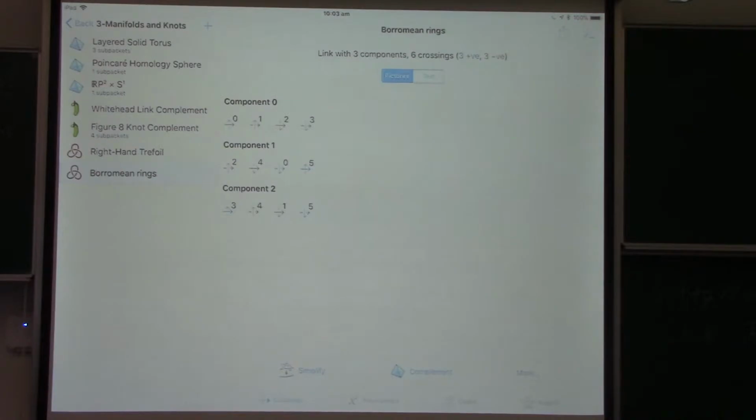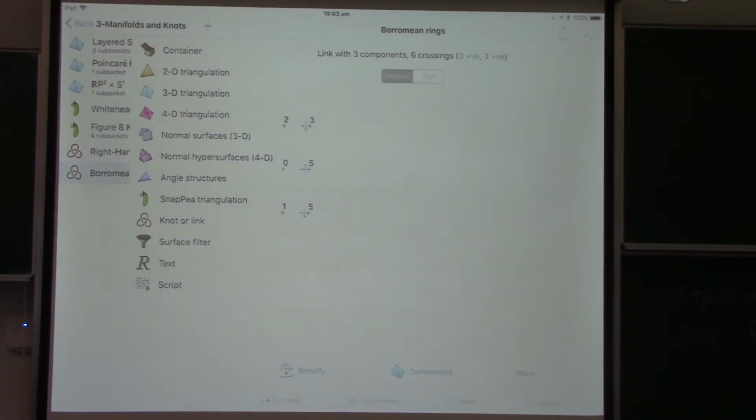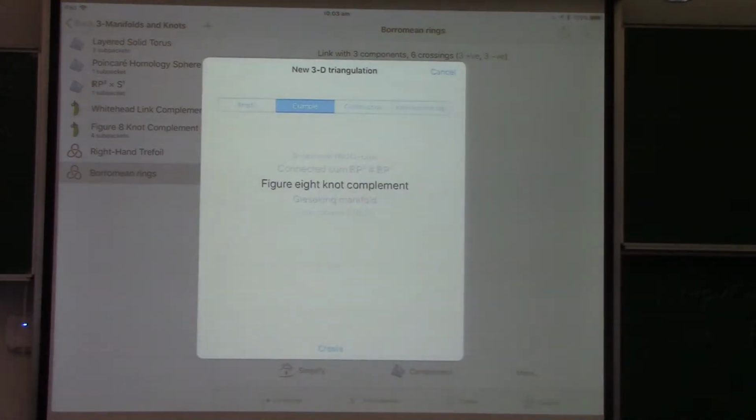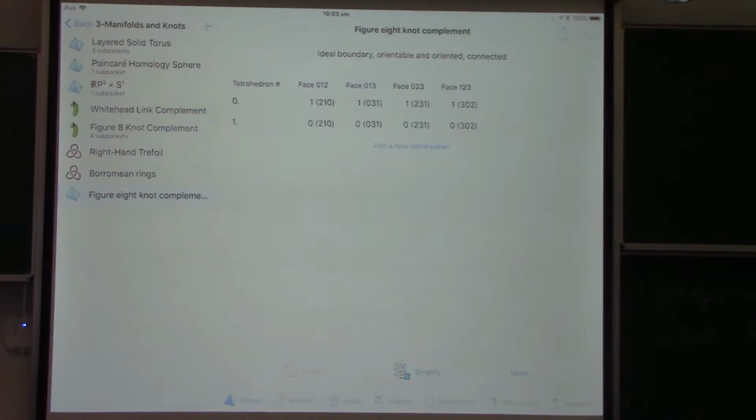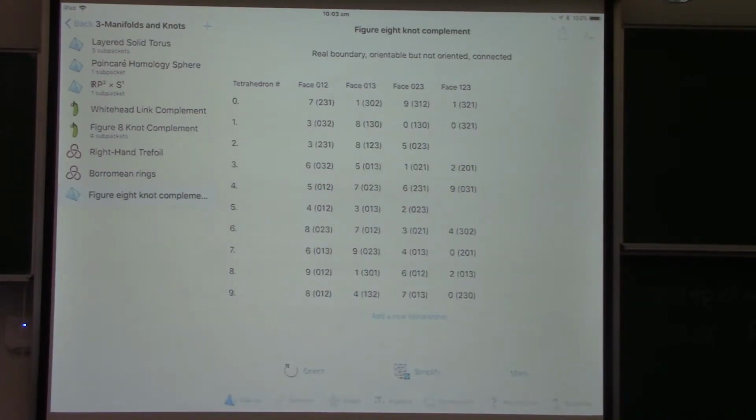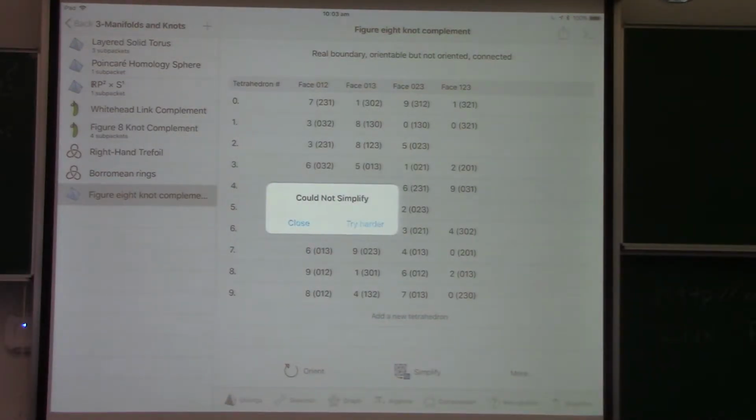So let's do something. Let's take a figure-8 knot. Right, so let's build a 3-manifold triangulation, the figure-8 knot complement, and let's do some things with it. So here it is. It's got 2 tetrahedra. You saw it in the talk yesterday. We can truncate it, so instead of an ideal triangulation, it's a proper boundary with two triangles. Let's simplify this. It can't simplify it because I promise you this is minimal, but it doesn't know it's minimal.